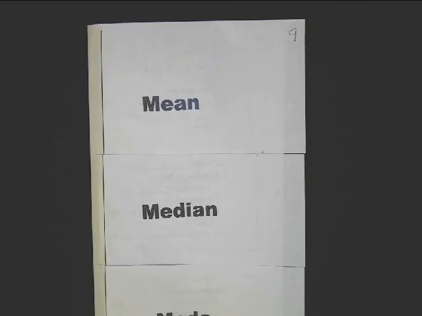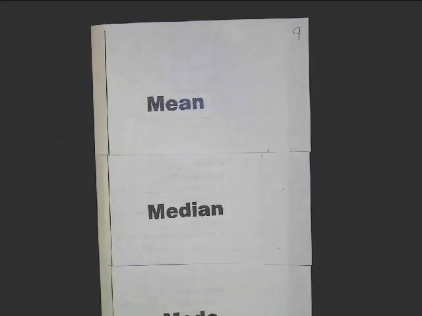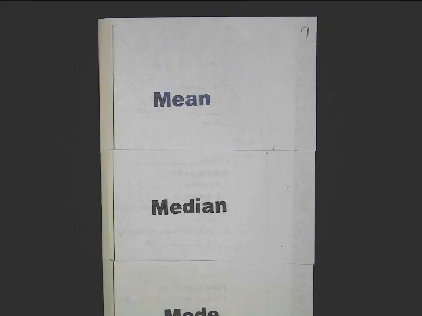Cats, today we're talking about the measures of central tendency, also known as mean, median, mode, and range. This is something you've probably talked about before, but today we're going to focus on it with this foldable. This foldable should be glued into your notebook. It's on the right side.